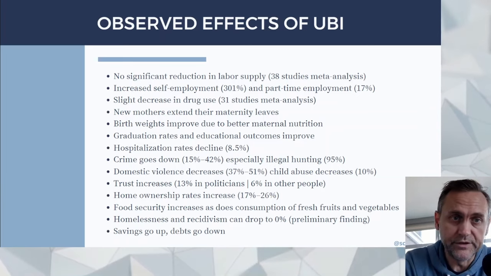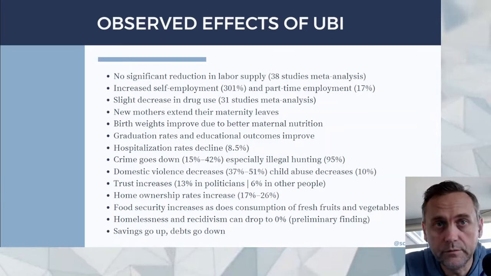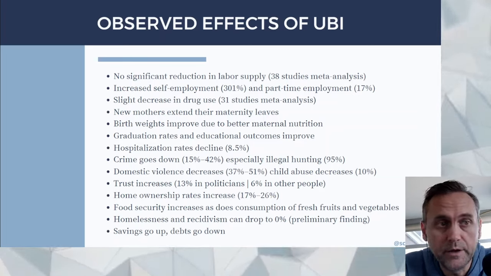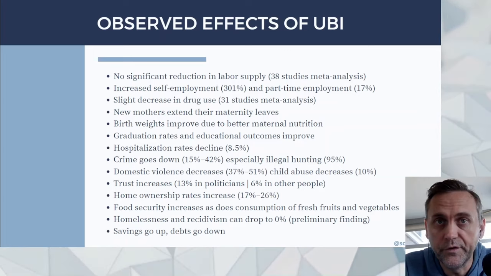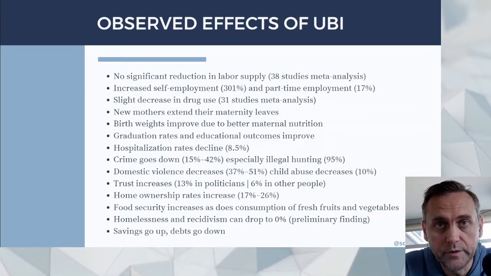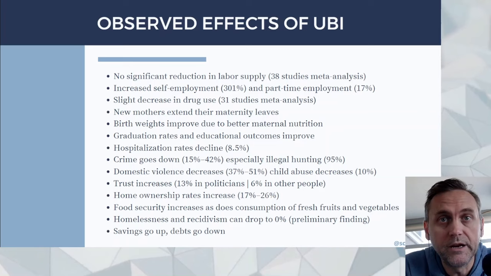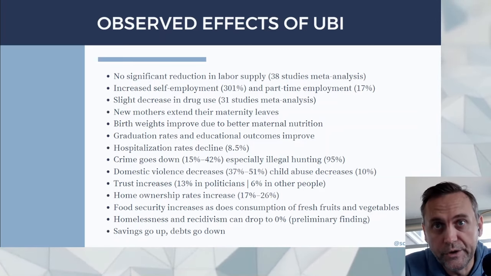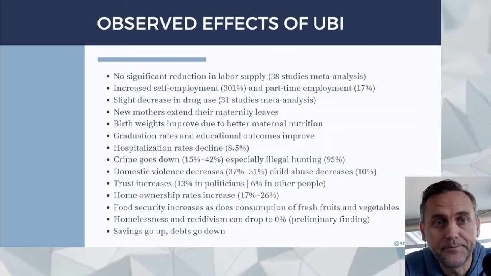So first of all, this is a very robust finding that there's no significant reduction in labor supply. This was a meta-analysis of 38 studies. So just over and over and over again, there is just no significant reduction in work. And that is usually one of the main concerns people have about basic income. And we just already know that that is not based in the evidence.